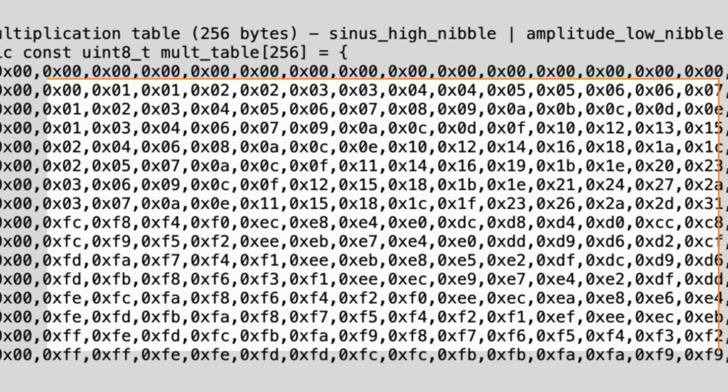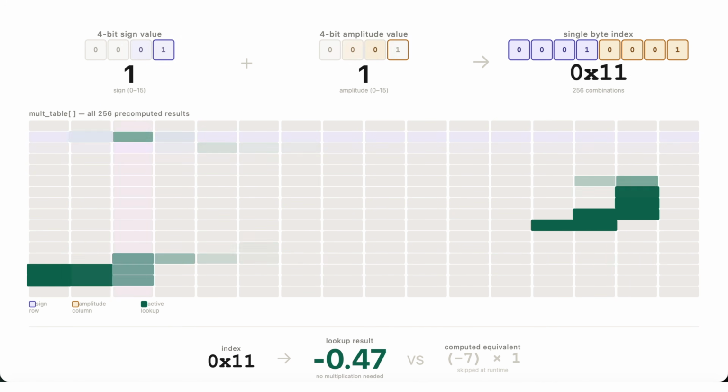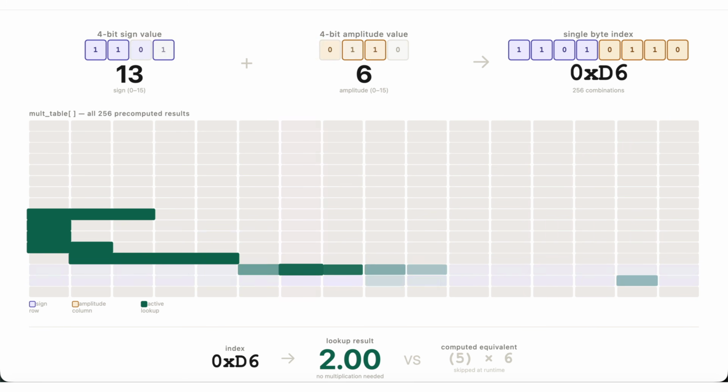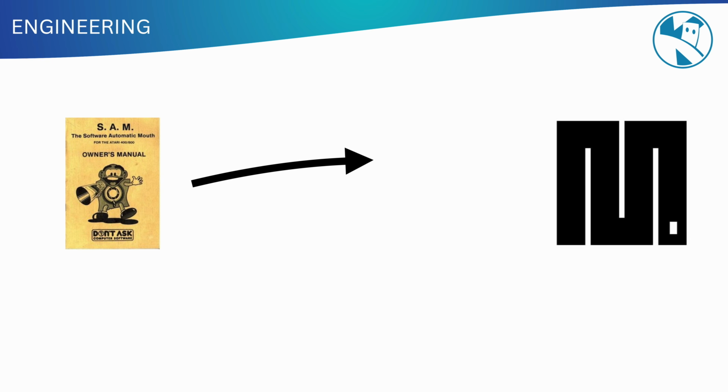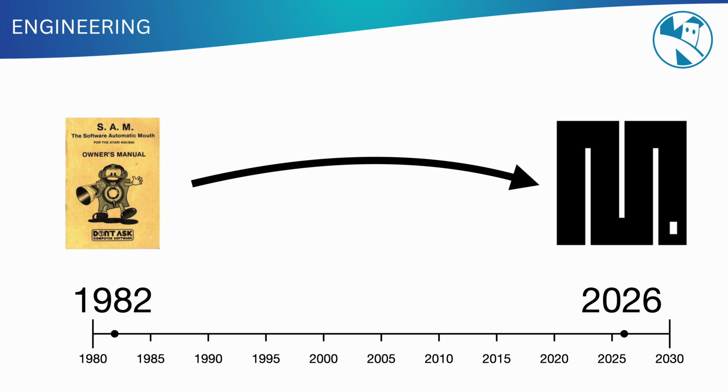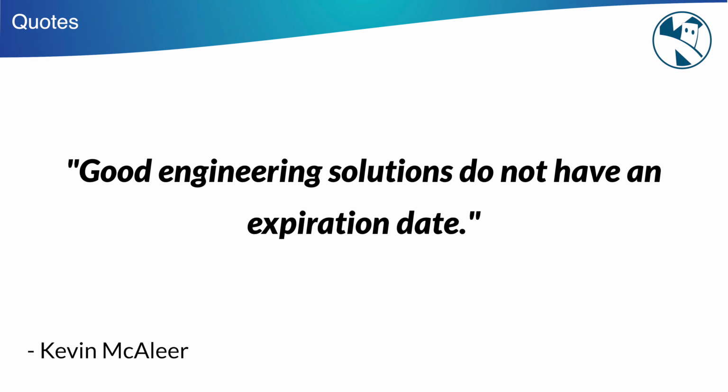It packs a 4-bit sign value and a 4-bit amplitude value together in a single byte index. This gives you 256 possible combinations, which fits into a 256 byte lookup table, 1 byte in, 1 byte out. Mark Barton embedded this table directly in the 6502 assembly in 1982. We embed the same table directly in our C module today. It's the same trick, 40 years apart on completely different hardware, and that continuity gives me a little sense of joy. It's a reminder that good engineering solutions do not have an expiry date.